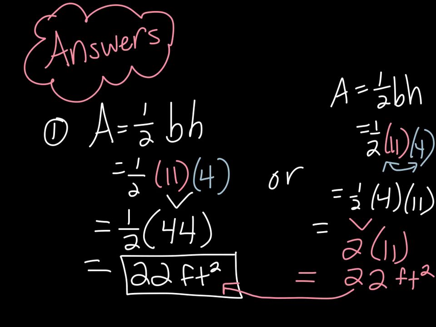So because of those properties, if it makes it easier to take half of just one of the numbers, then you can. But notice what we did not do is we did not take half of both numbers in this case. We took half of the base or the height, and then we multiplied it. And again, if that doesn't work for you, stick with the original way that we talked about.